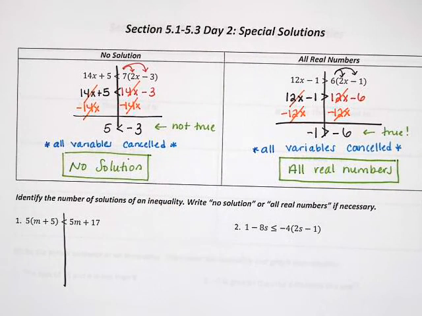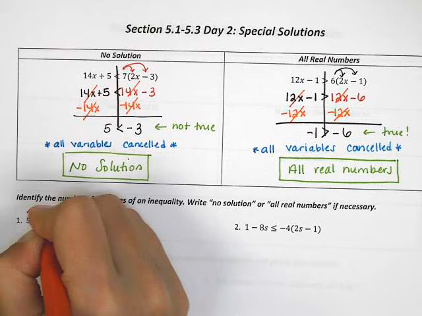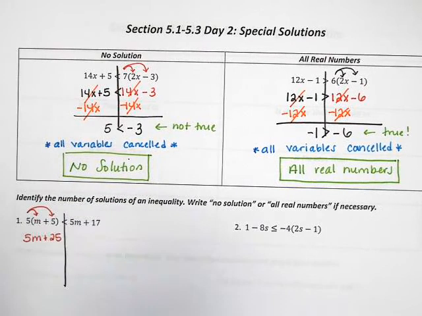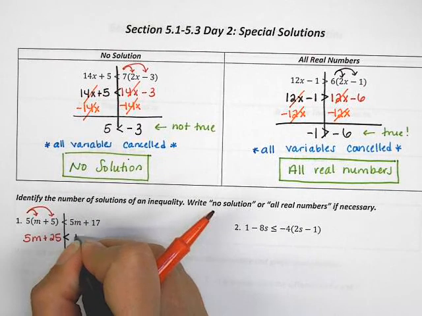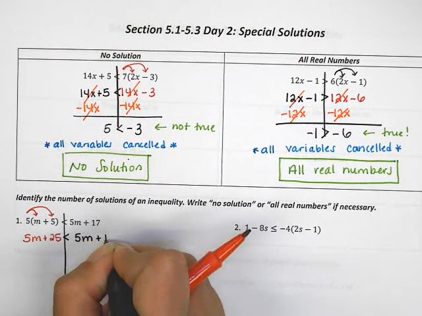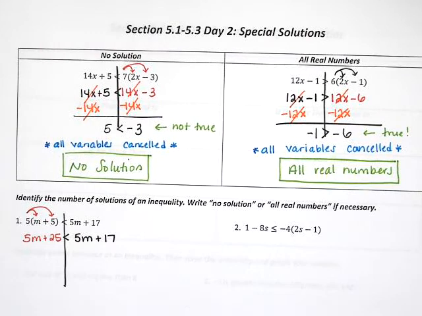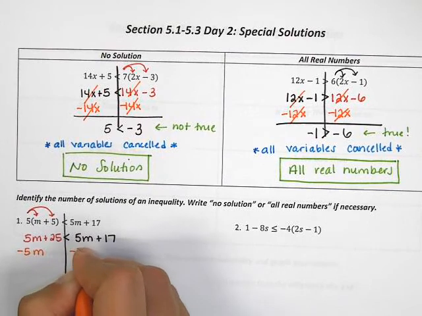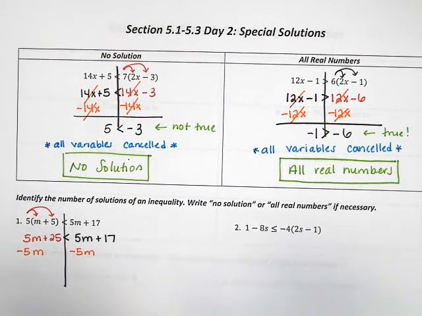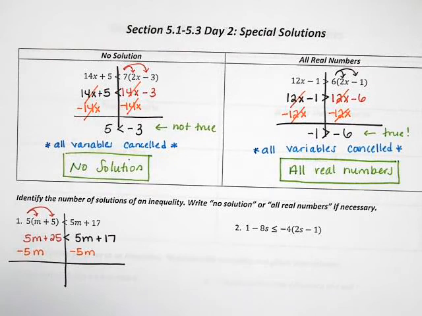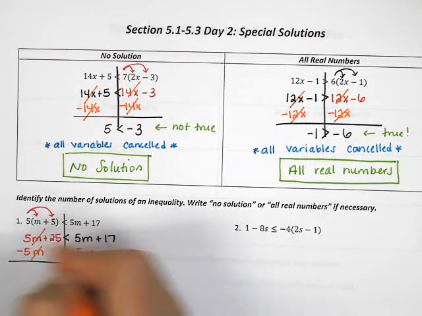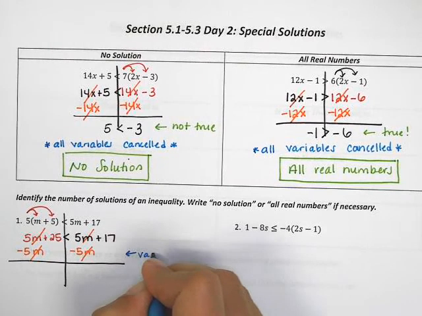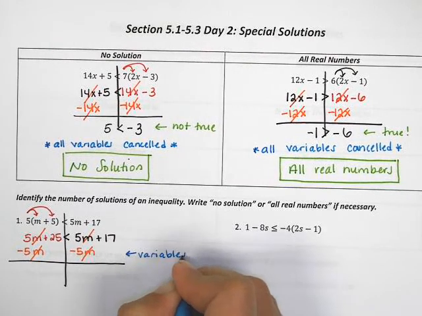If we start solving number 1, we would distribute the 5, which would give us 5m plus 25, and we would drop everything else down. So 25 is less than 5m plus 17. Then we would subtract 5m on both sides. And that would give us 5m canceling on both sides. As soon as I see that my variables canceled, I know that I'm in for a special kind of solution.